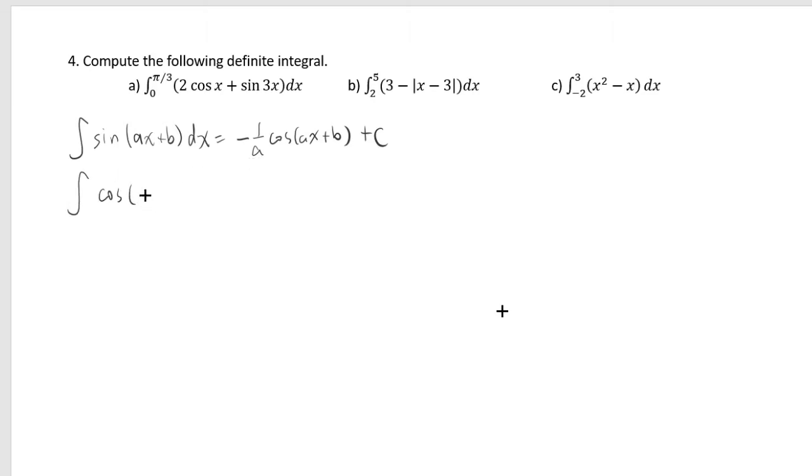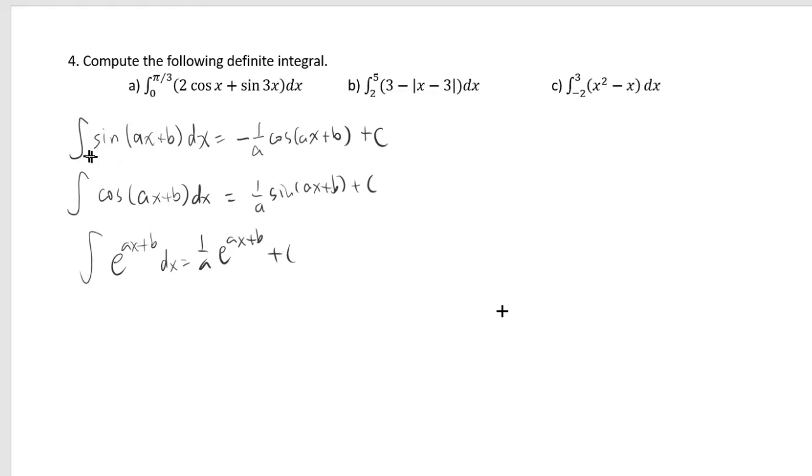So for example, if you had cosine ax plus b, that's 1 over a sine ax plus b. And then if you had e to the ax plus b, that creates 1 over a e to the ax plus b plus c. So you get these 1 over a's if you have ax. Notice that plus b doesn't do anything. It just appears in the final answer, and that's it. It doesn't create any coefficient. Only this a will create one.